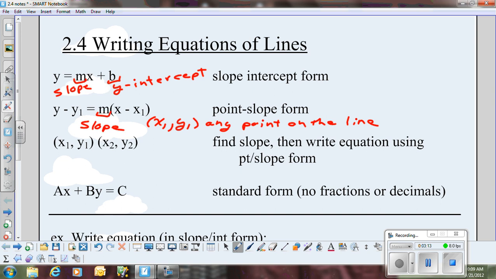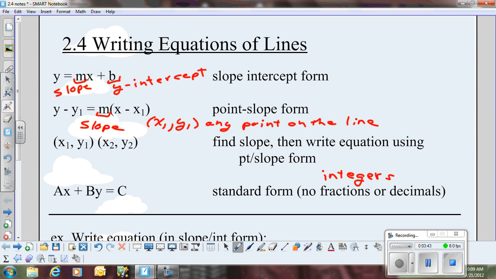And there are no fractions or decimals. In other words, the A, B, and C are integers if it's in standard form. So if you have something with a 1/2 x plus y equals c, you'd have to multiply everything in there by 2 to get rid of the fraction in order for it to be in standard form. Okay? Any questions about all those forms of lines?